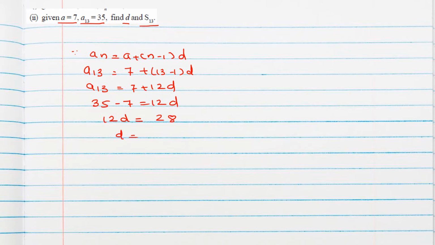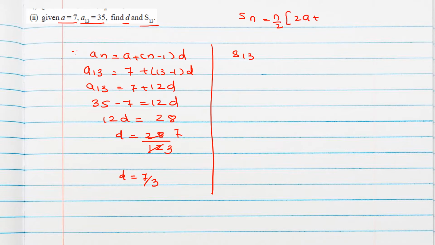So d is 28 by 12, which we can write as, from 4 we can cancel, isn't it? 4 threes are 12 and 4 sevens are 28. So d we got as 7 by 3. Now to find S13, we have the basic Sn formula, n by 2 times (2a plus (n minus 1)d). And one more formula we have: if we know a and an, then we can use that formula. So here S13 we should find, and a13 is already given. So this second formula we can use here.